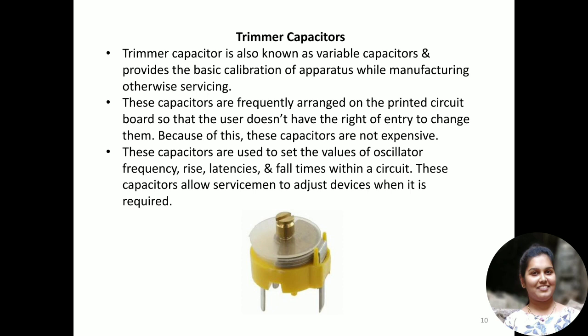Trimmer capacitors are also known as variable capacitors, and they provide a basic calibration of apparatus when manufacturing or servicing. Whereas tuning capacitors are used in LC circuits and its applications, trimmer capacitors are used for calibration purposes, calibrating apparatus, or while manufacturing or servicing. These capacitors will generally be arranged on the PCBs, that is printed circuit boards, so that the users do not have the right of entry to change them.